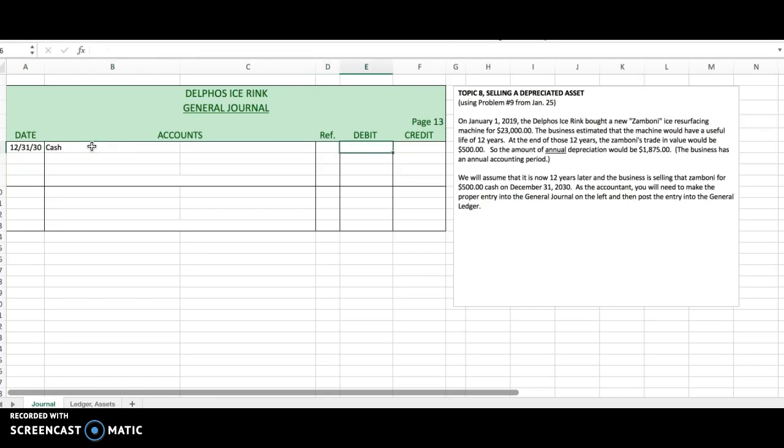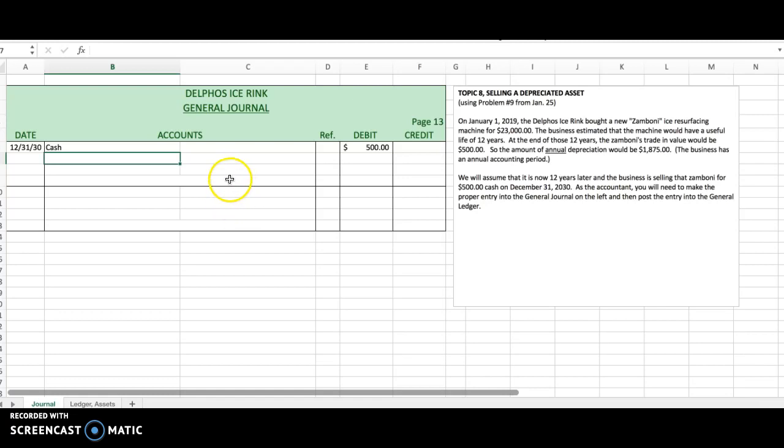and the amount that we got for this, we will assume that the business sells the Zamboni for $500 cash. So not accounts receivable, but cash is debited by $500. So that part is relatively simple. Now, the second part of it is a little more complicated. There will be another debit and a credit to this transaction, involving the two accounts we just looked at.